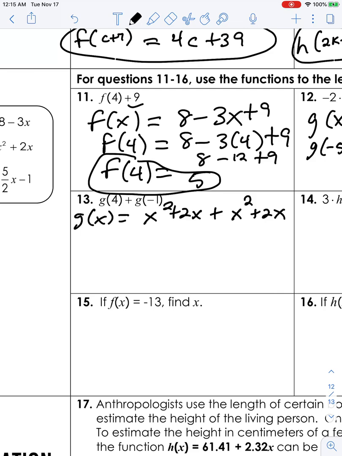So everywhere there's an x, actually, the first one, I'm sorry. The first one, you're going to plug in 4, like so. The second one, you're going to plug in -1, like so.